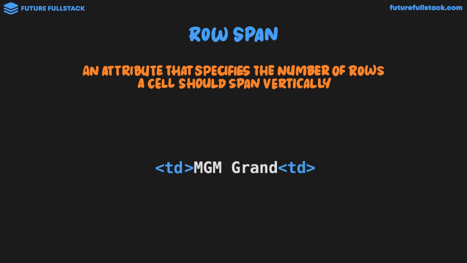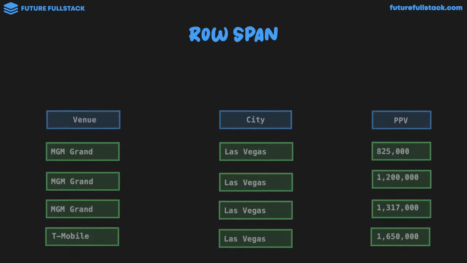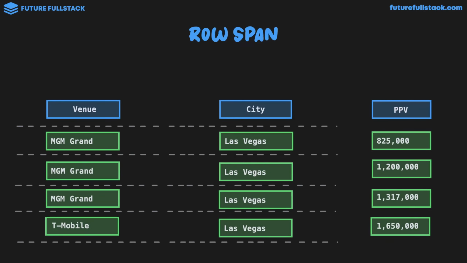Let's look at the MGM Grand cell. We can add a rowspan attribute to the opening tag with a value 3, which is equal to the number of rows to span vertically. Let's see how this works. Here we have the right-hand portion of our table, with the columns venue, city, and pay-per-view. I'm going to add in these lines to show the different rows. I'm then going to number the rows that contain the data, so I'm ignoring the header row. We have row 1, 2, 3, and 4.